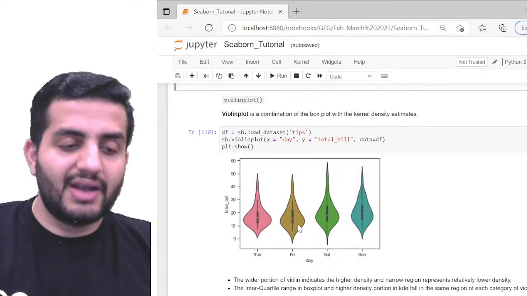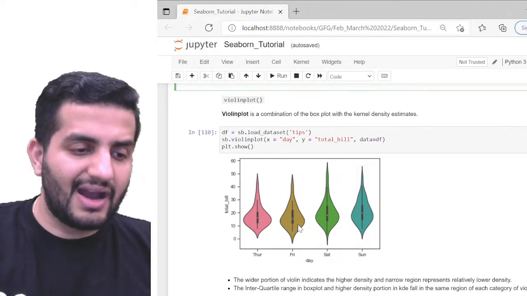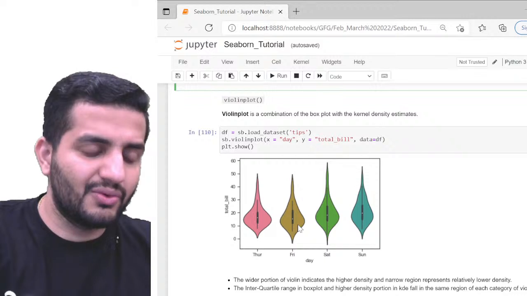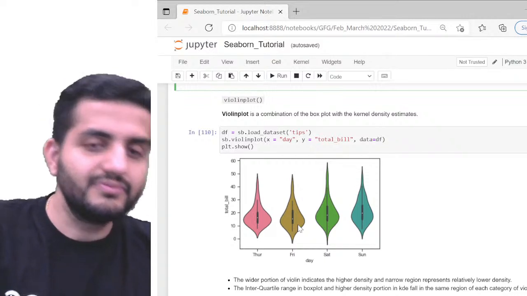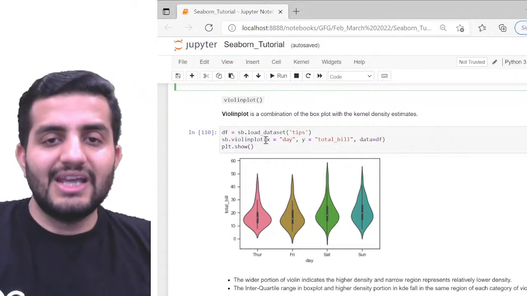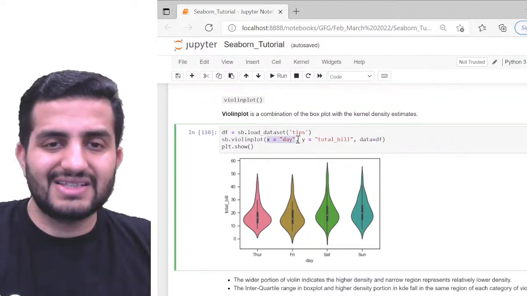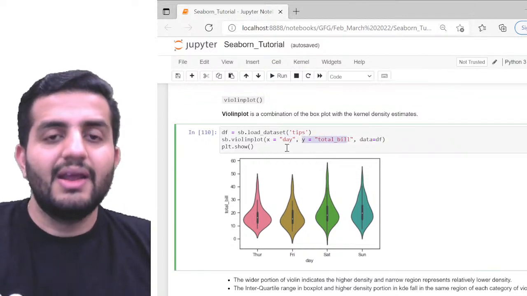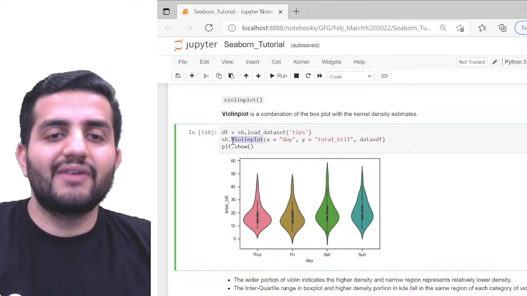This is again very important, guys. So be very attentive and ask me any questions if you have regarding reading up the graphs. Okay. So here, same data. Same thing: X is day and Y is my total bill. And instead of a box plot, I'm plotting a violin plot.